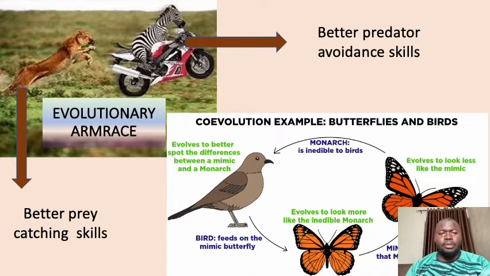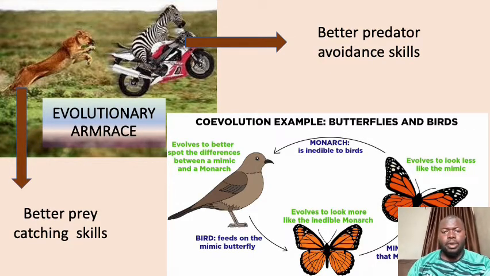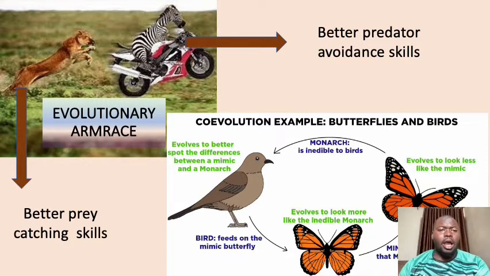Now, for example, the bird feeds on this mimic butterfly. So what happens is the bird evolves ways and skills of differentiating between the mimic, which is edible, and the monarch butterfly, which is inedible. On the other hand, the mimic butterfly tries to look or resemble the monarch butterfly, so it becomes inedible to the bird. So both the prey and the predator co-evolve. Okay.